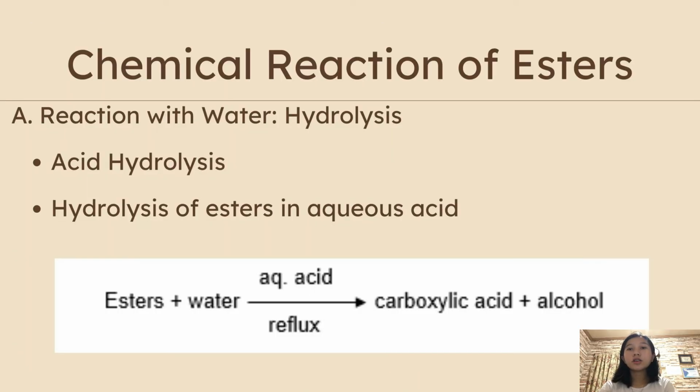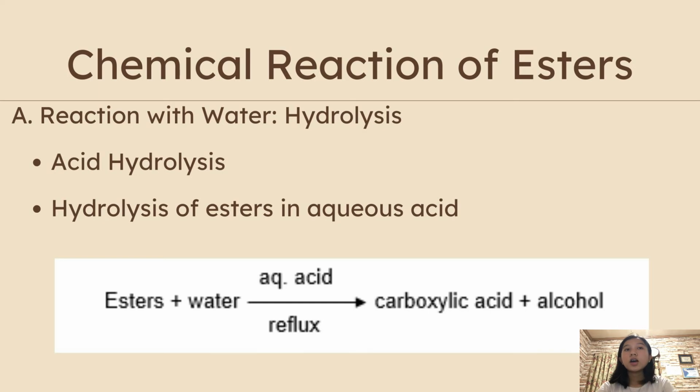Chemical reactions of esters. The chemical reaction of esters that we're going to tackle is the reaction with water, which is hydrolysis. From the word hydro, which means water, and lysis, which means to break. The first type of hydrolysis that we're going to look at is acid hydrolysis. So this is the one that must be done under acidic conditions.